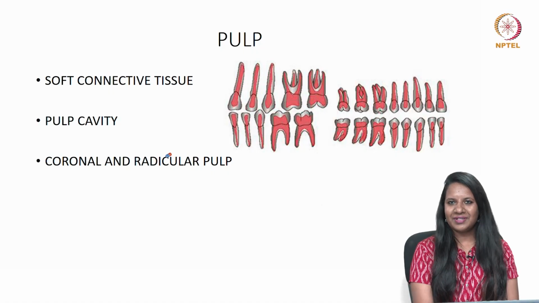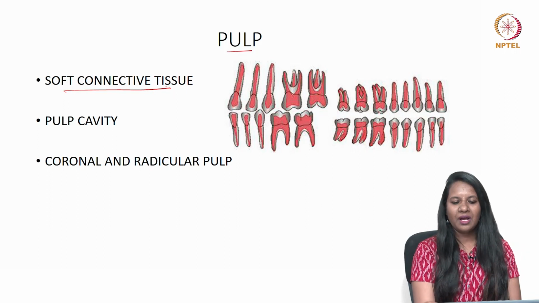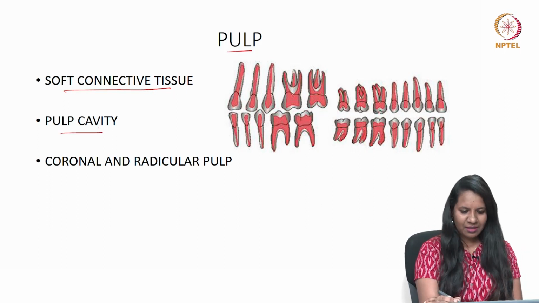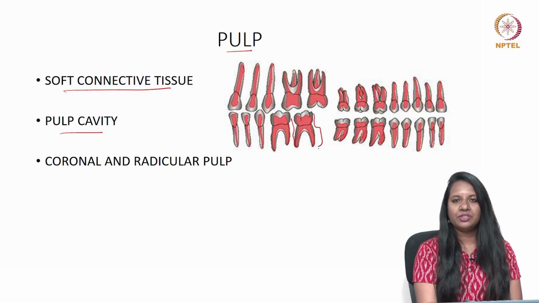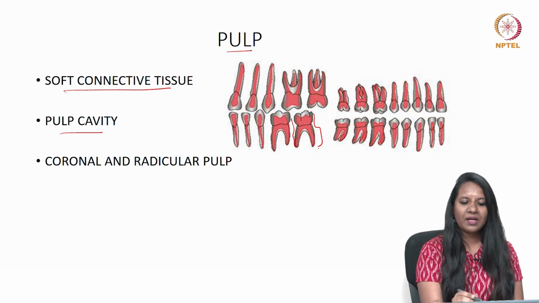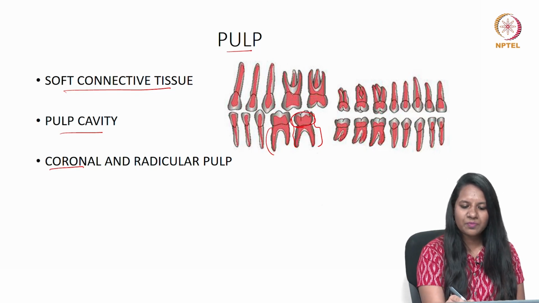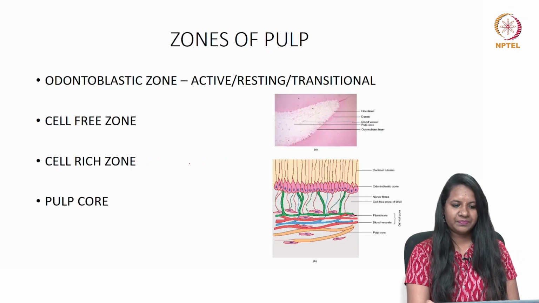So moving to the next structure of tooth, that is pulp. Pulp is a soft connective tissue and it is present within the pulp cavity. That is, the rigid confinement of pulp within the hard structure makes the tissue very unique. The one which is present in the crown area is known as coronal pulp, and the one which is present in the root is known as radicular pulp.